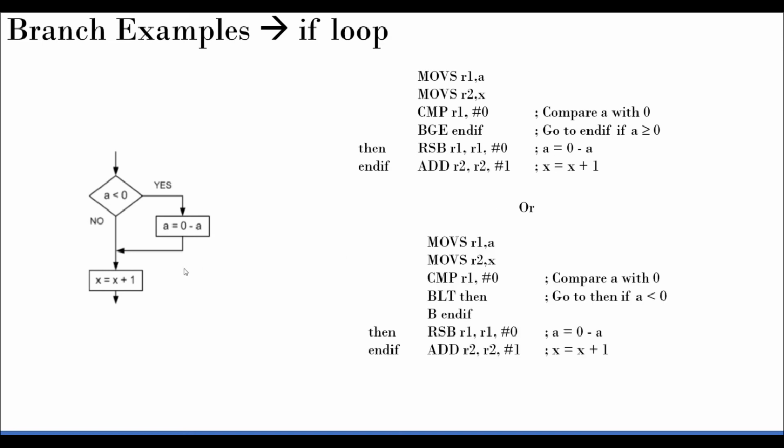Another way is slightly more complicated. The initialization remains the same, and the comparison is also the same. But instead of GE, I'm going to use LT. If it is branch less than, then I have to do this operation. Otherwise, I did something very interesting. If it is not less than, it goes here, but then it is diverting, so branch to some label, B end if, skipping this operation.